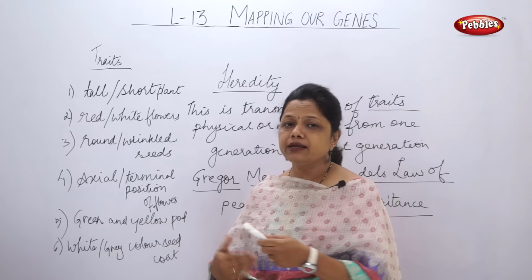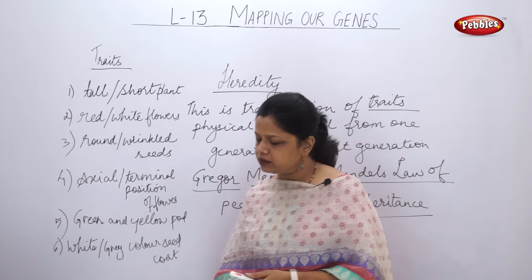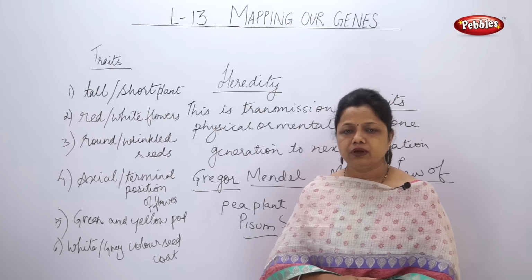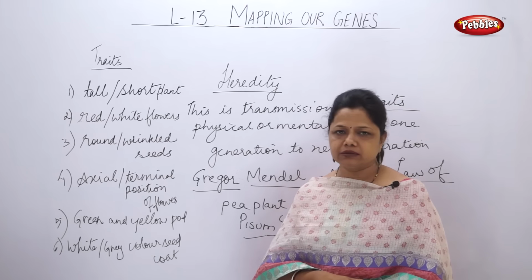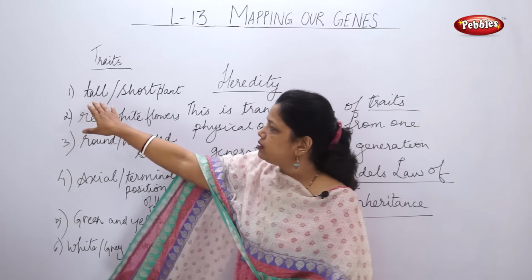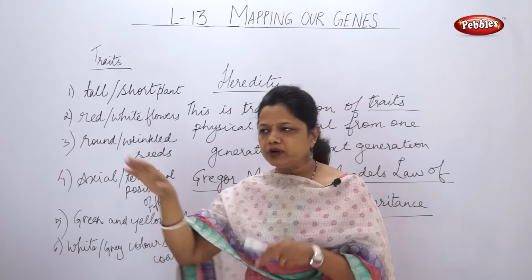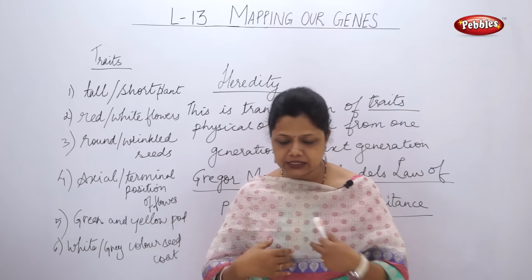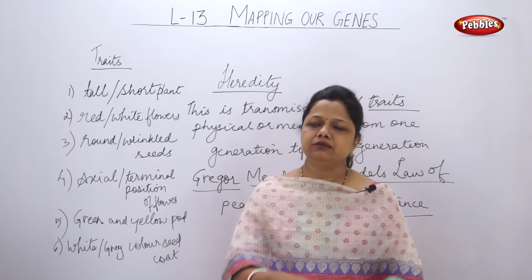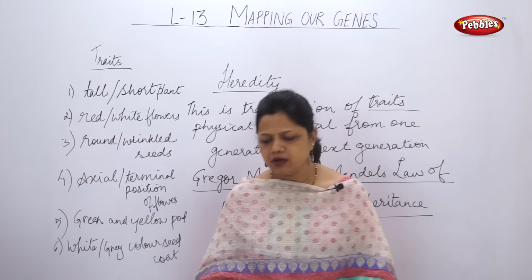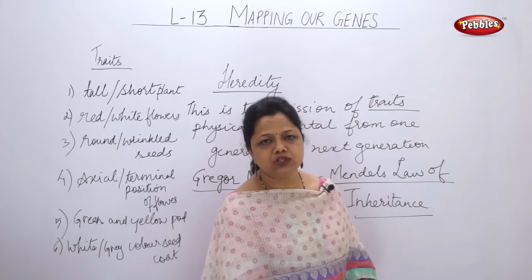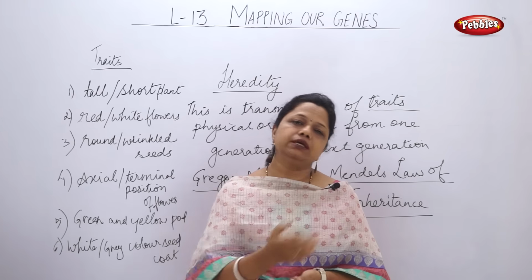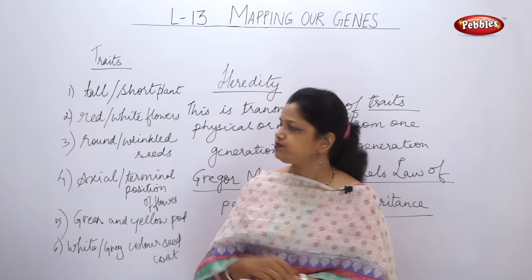Then he started the experiment, and we can say he started with one pair of characters. When I say one pair of characters, that means he must have taken a tall and a short plant, one tall, one short, and crossed them. If in his garden he has various plants, one of them tall and one short, he will take those two, cross them and see what the next generation is.